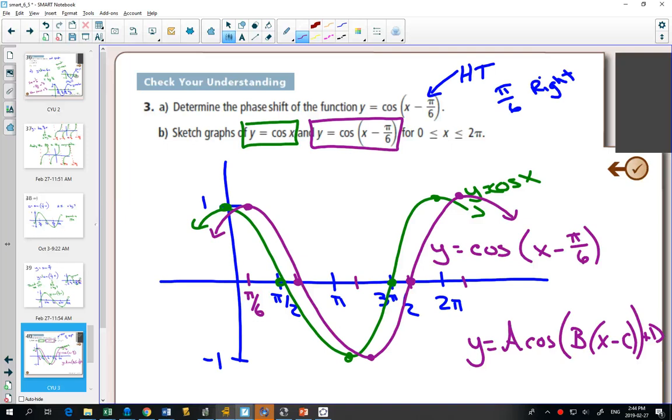Questions for practice on this one are 3E and F.